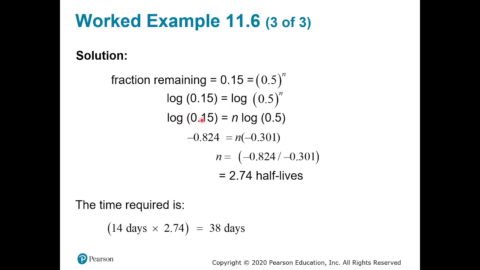We use our calculator. I'd highly recommend your calculator. And we figure out, well, log of 0.15 is negative 0.824. Log of 0.5 is this number here, which is negative 0.301. We divide this number over. I'm going to go ahead and move that over here because that'll make life a little easier. Okay, so n equals this negative 0.824 divided by negative 0.301, and that's 2.74 half-lives.